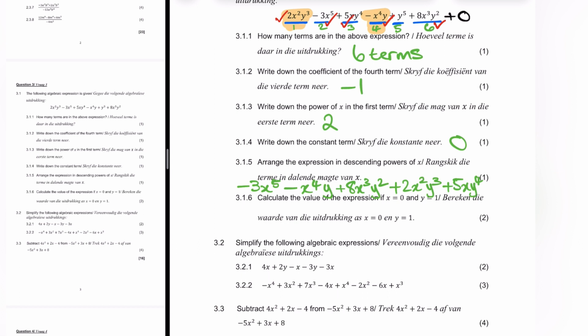So nou het ek 1, 2, 3, 4, 5 terme afgetik. Daar is nog een term wat ons nog nie gebruik het nie, y tot die mag 5. So hy sal laaste wees want hy het nie mag van x nie. So hy word laaste bygesit. Plus y tot die mag 5. En daar is hy in dalende magte van x.